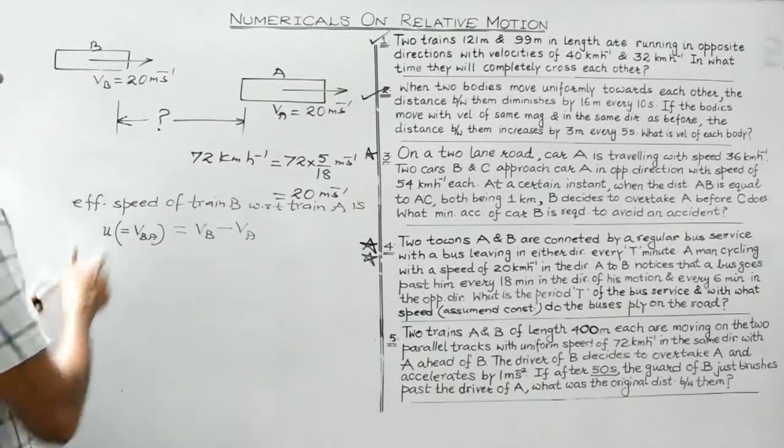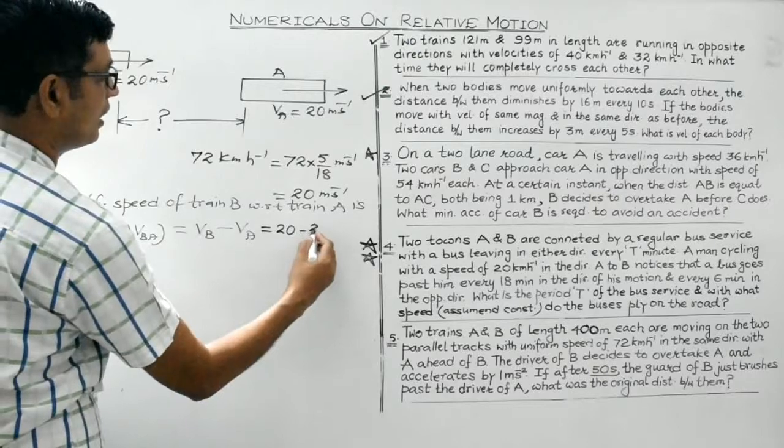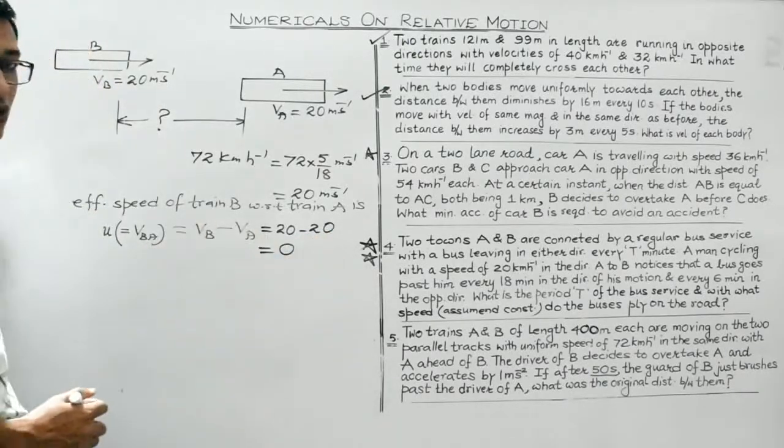So both are moving in the same direction. So what will be its effective speed? It will be 20 minus 20. So it will be equal to 0.